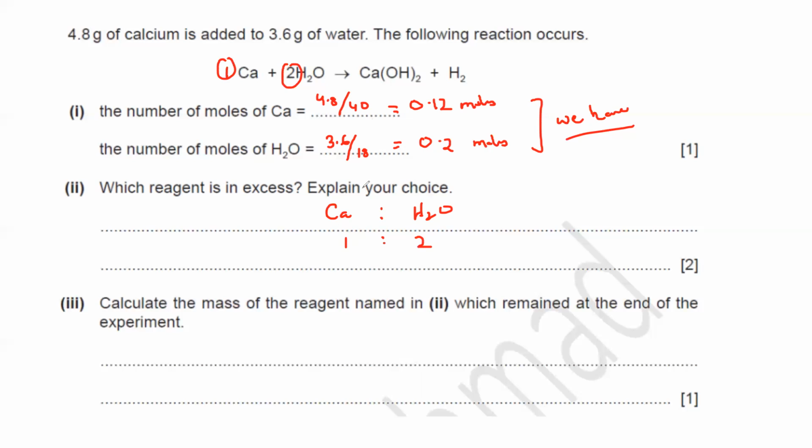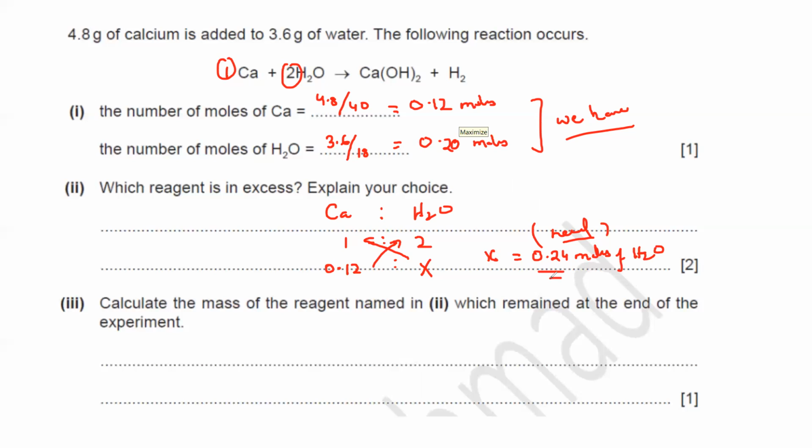If we have 0.12 of calcium, how much water will there be? X. We cross multiply. What is the value of X? 0.12 multiplied by 2 equals 0.24 moles of water. This is what we need for a complete reaction. We need 0.24 moles, but we have 0.20 moles of water. So we don't have sufficient water for a complete reaction.